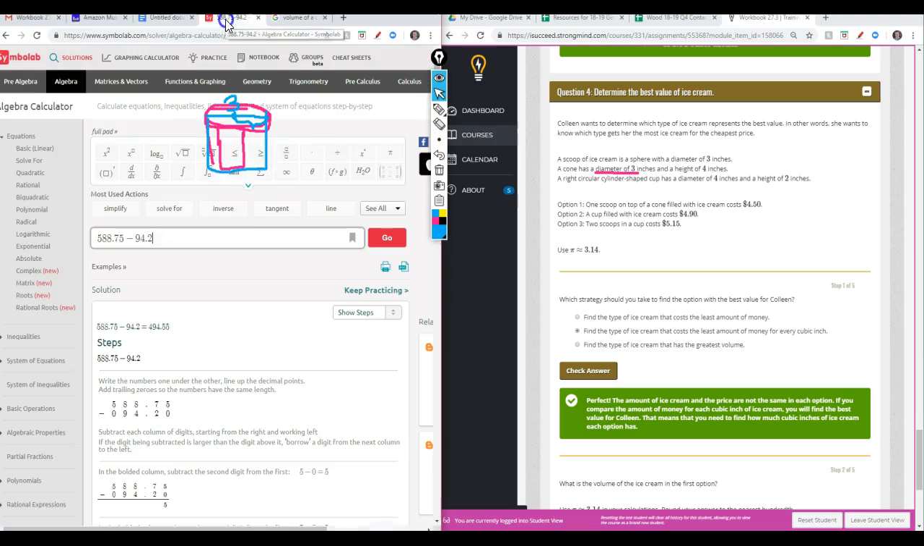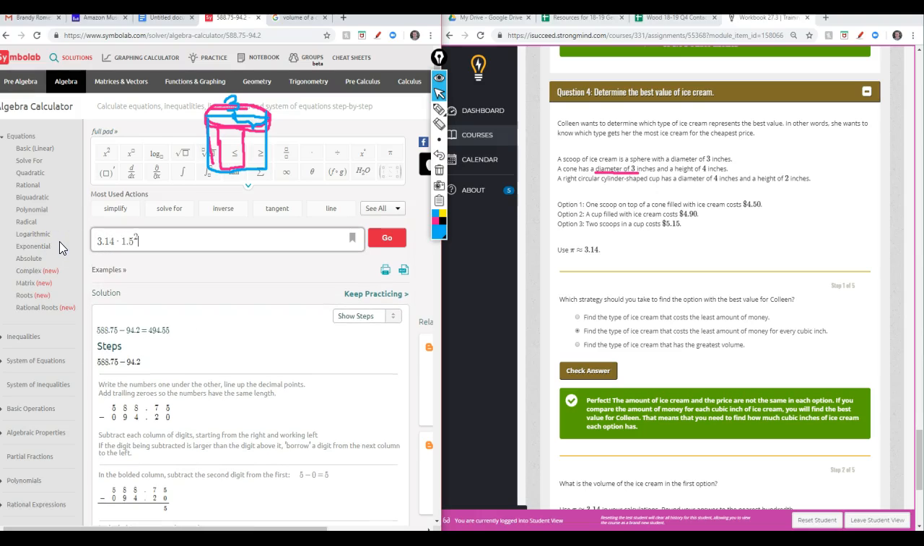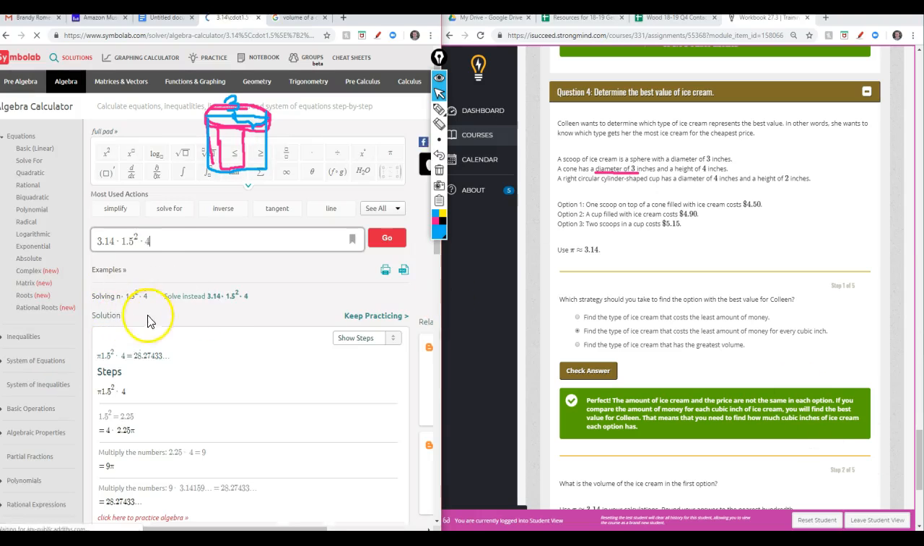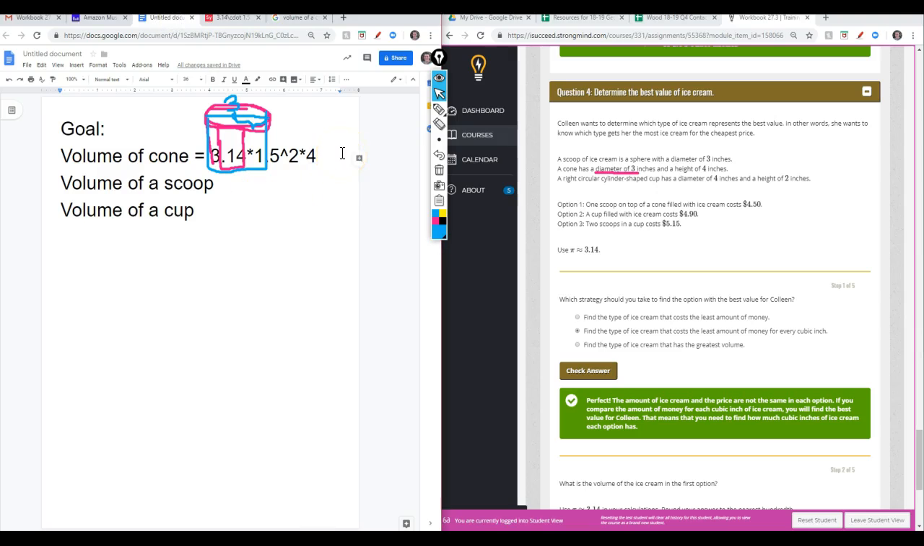So 3.14 times 1.5 squared times our height, which is 4. And I'm making sure it's solving for the right one. It's 28.26. So the volume of the cone is equal to 28.26 cubic inches.